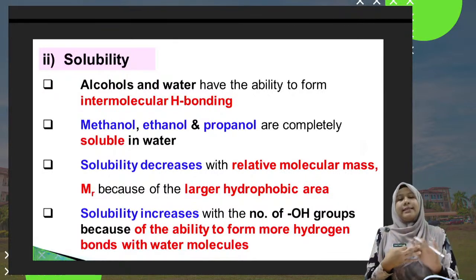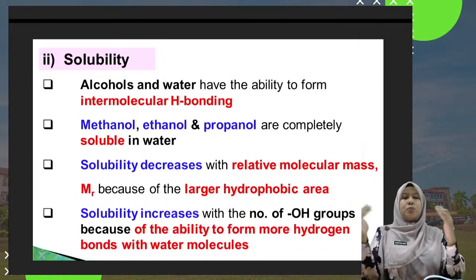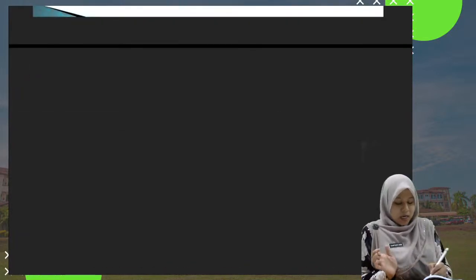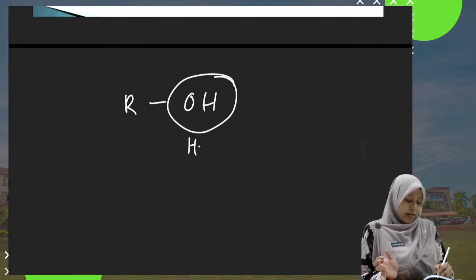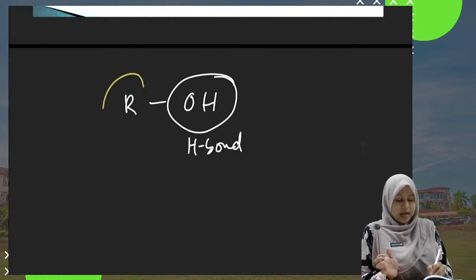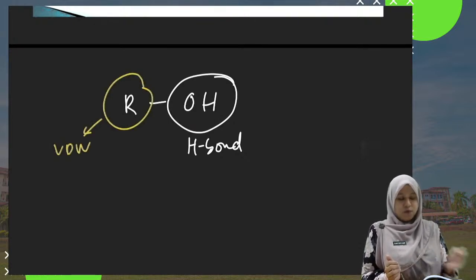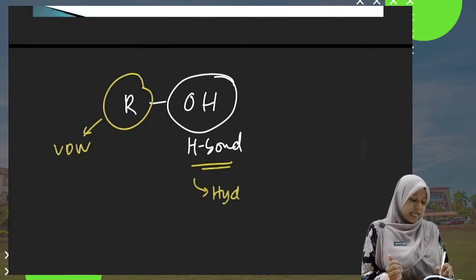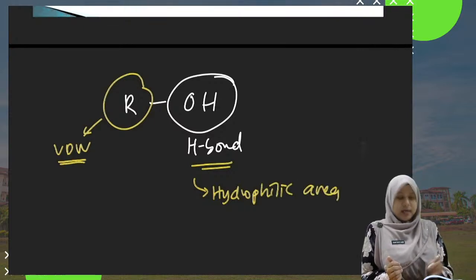Okay, but the solubility decrease with relative molecular mass. So lagi banyak bilangan karbon, so dia punya solubility dia akan makin berkurang. So kenapa? So kalau kamu tengok kat sini, kalau untuk alkohol kita ada ROH. OH ni dia boleh form hydrogen bond. So R kat sini alkyl group dia cannot form hydrogen bond. So dia cuma ada van der Waals forces. So yang boleh form hydrogen bond ni we call as hydrophilic area. Phil suka kepada air. So hydrophilic area. But for the alkyl group we call as hydrophobic area.